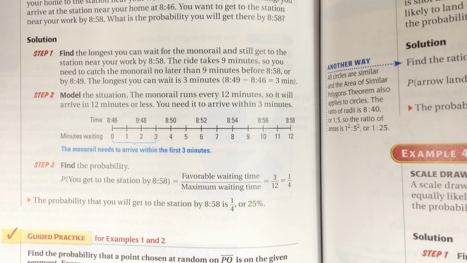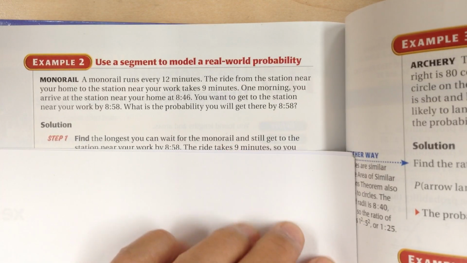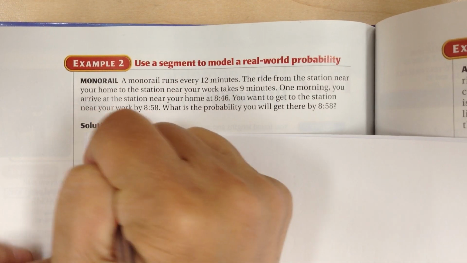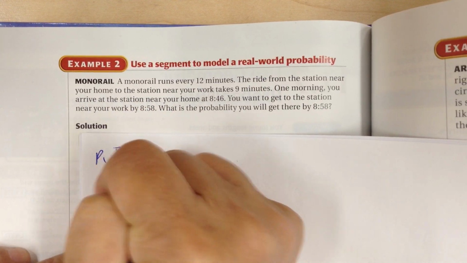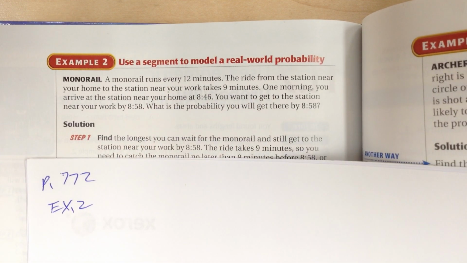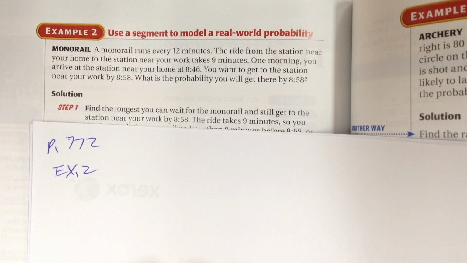Okay, let's go to example 2. Let's read through. Example 2 says a monorail runs every 12 minutes. The ride from a station near your home to a station near your work takes 9 minutes. So one morning you arrive at a station near your home at 8:46. You want to get to the station near your work by 8:58. What is the probability you will get there by 8:58?